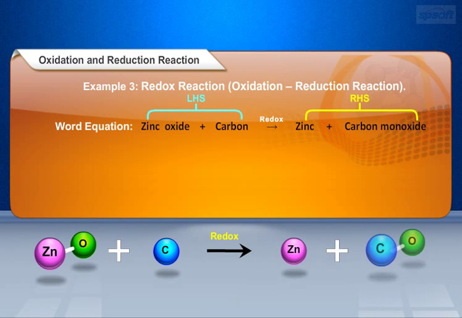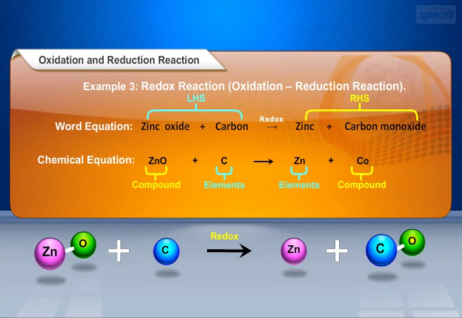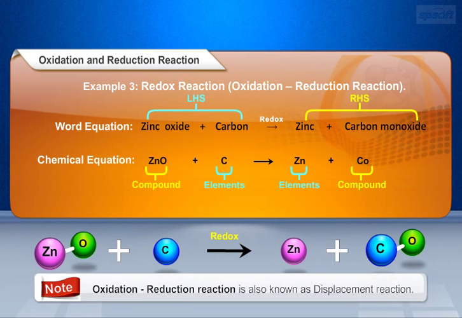The word equation is zinc oxide plus carbon, on redox reaction, gives zinc plus carbon monoxide. Here on the left-hand side, zinc oxide, that is a compound, and carbon, that is an element, are called reactants, and on the right-hand side, zinc, that is an element, and carbon monoxide, that is a compound, are called products. In this reaction, zinc oxide is losing oxygen and carbon is gaining oxygen. Please note that oxidation-reduction reaction is also known as displacement reaction.